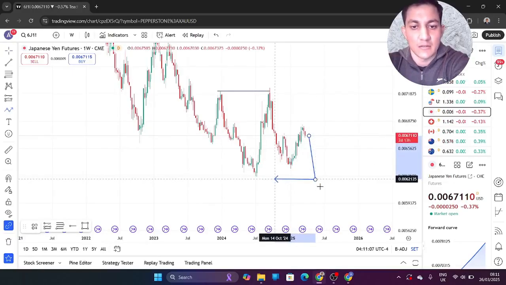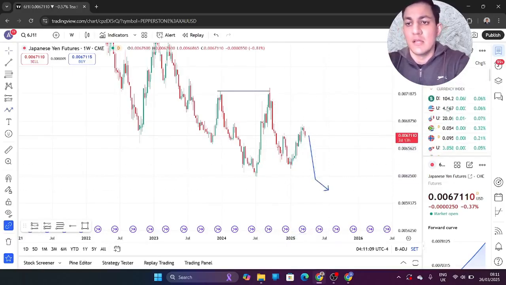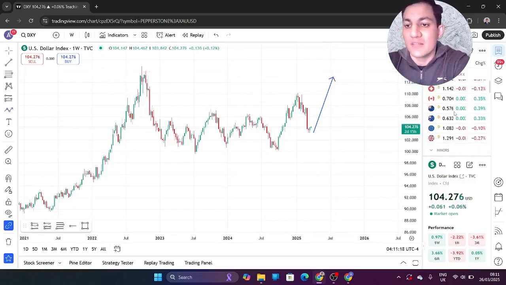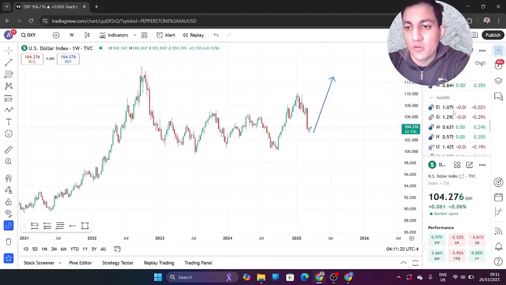Continue downwards, take out this low, like that, continue downwards. And the dollar is likely to go up, like we said, because of the bond yields. Dollar's likely to go up and eventually take out this high. What does that mean for USD JPY? Right, what does that really mean?